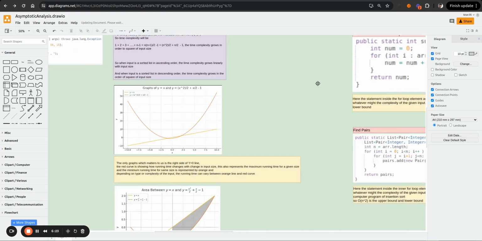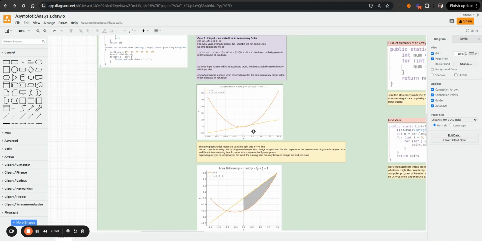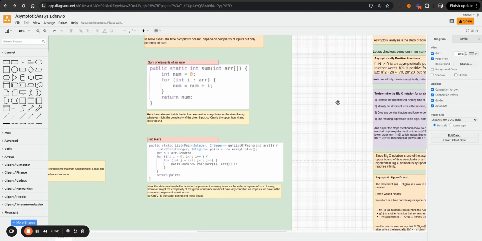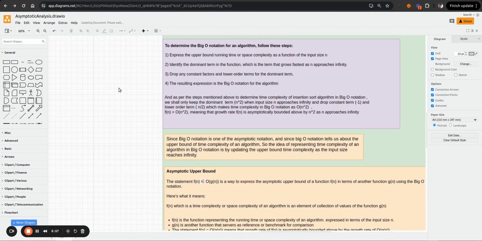As we have already discussed, if we take n equals 4, the lower bound will be this line, which will be 4 itself, and the upper bound will be 16. So the time complexity will be anything between this. For n equals 4, it can be anything from 4 to 16. For n equals 2, it can be anything from 2 to 4. Big O notation doesn't tell the exact time complexity of an algorithm. It only says the upper bound of the time complexity.